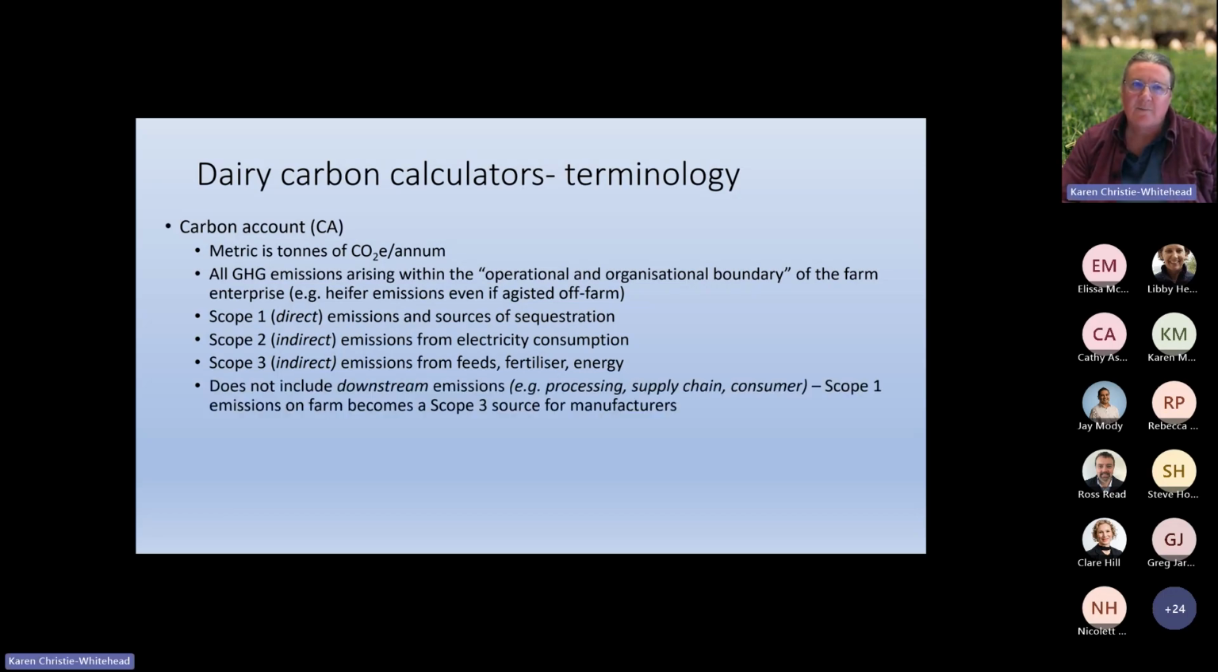What's important is that when you do a farm account, it doesn't include the downstream emissions, so it's not including the processing. If your milk goes off to Fonterra, your carbon account doesn't include the emissions associated with taking that milk from your farm and it being processed into cheese or cream or the like. And it's important to understand that scope 1 emissions on your farm, when your milk leaves the farm, become a scope 3 source for manufacturers.